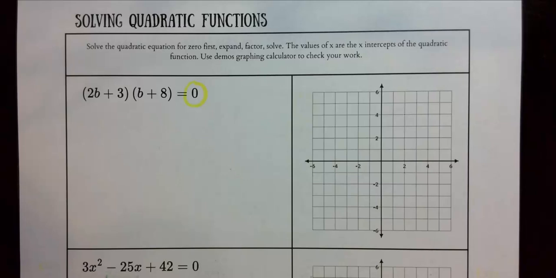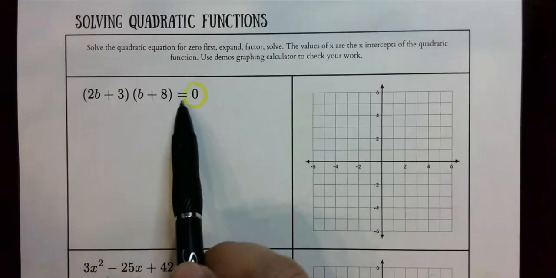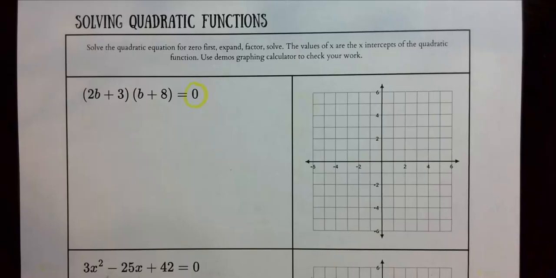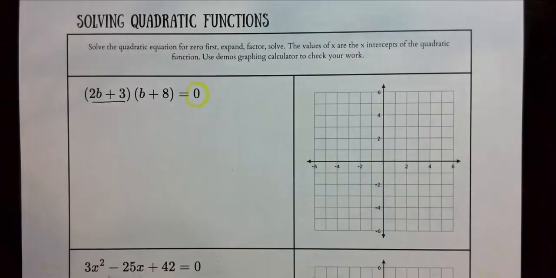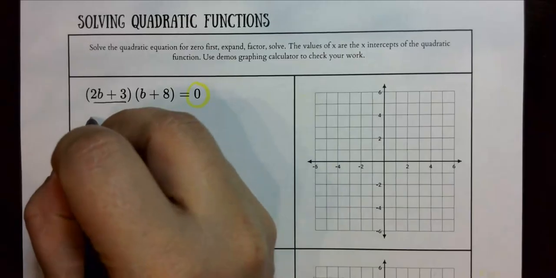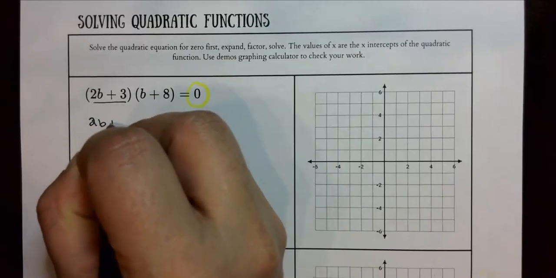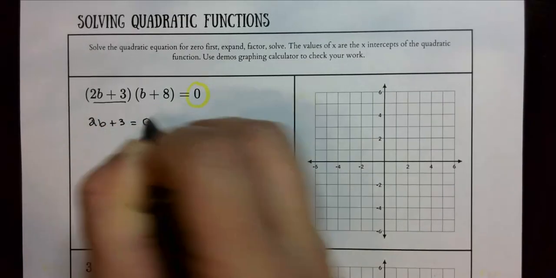So with that being said, let's take a moment to look at our first example. So our first example is already set into two parentheses. So if we have two parentheses and they're both equal to 0, then there's nothing for us to do. All we have to do is take what's inside the first parentheses. So notice that the first parentheses has 2b plus 3. So we're going to say 2b plus 3 equals 0.